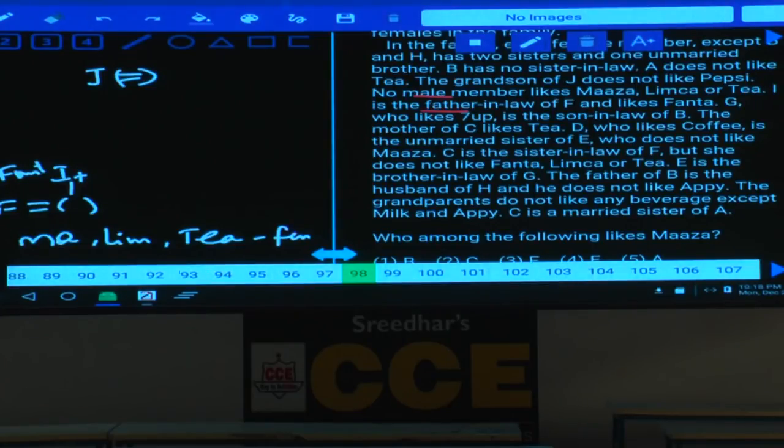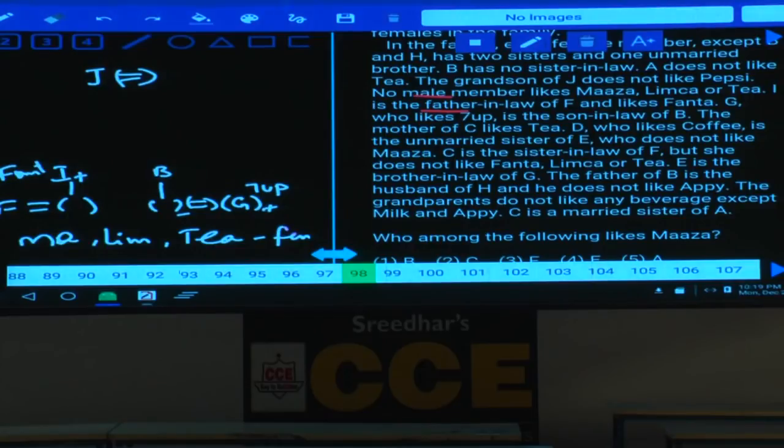And G, who likes 7-Up, is the son-in-law of B. Now G, who likes B? B's daughter is there, and the daughter's husband. Who is that person here? And G, who likes 7-Up. Now this G likes 7-Up. E is the son-in-law of whom? E is the son-in-law of B.